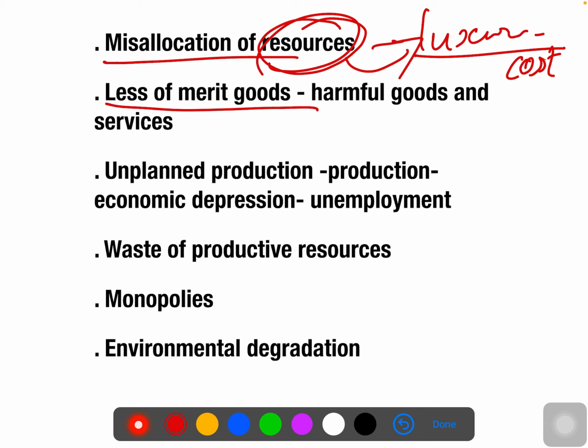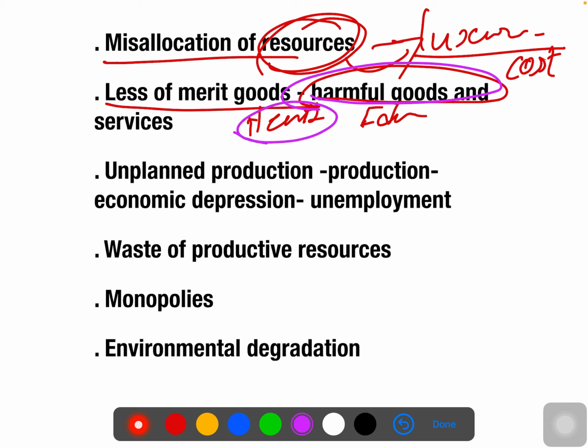And the next one, we give less concentration to merit goods. Merit goods like health and education, we are not interested in. We are completely interested in the harmful goods, like cigarettes and liquor. The production of these kinds of goods will exist in a capitalist economy, because they give more demand and more profit to the people. Health and education are not given importance; that is what we call less merit goods. We are not concentrating on them.